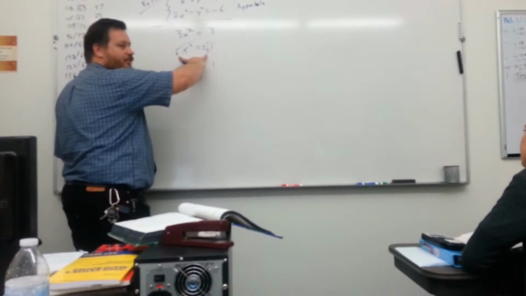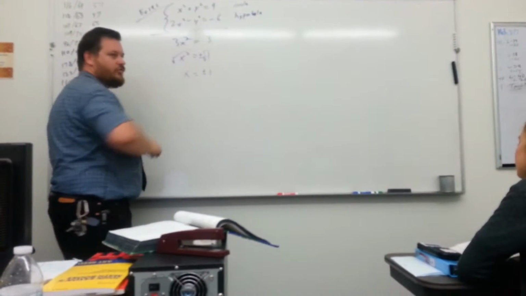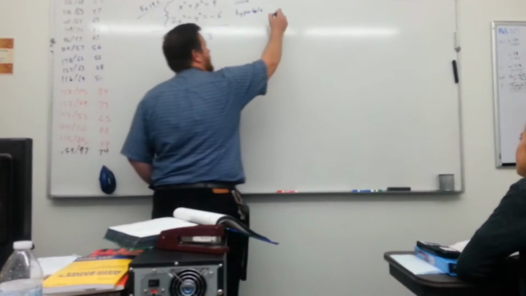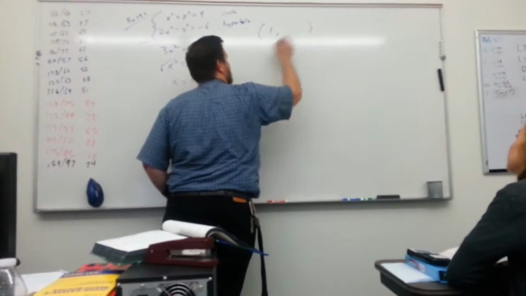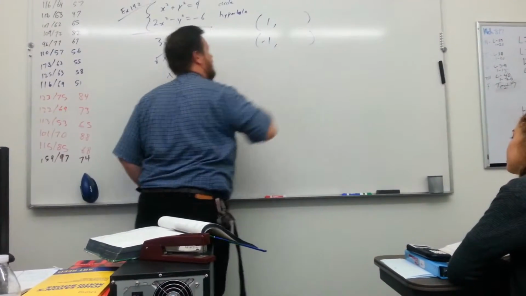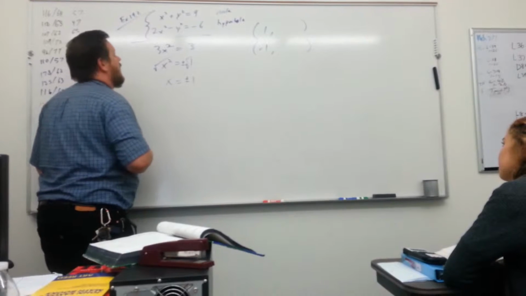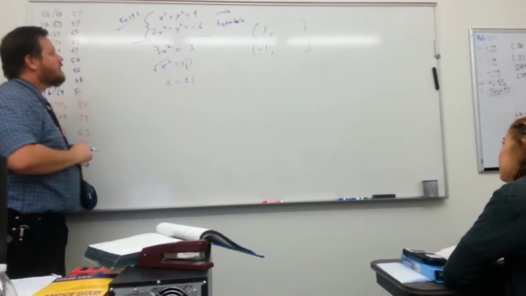Anytime you take the square root of both sides, plus or minus on the right. So 2 possibilities for x. x could be 1 or -1. And let's see where we go. What equation do you want to use to plug things into? The first one. First one.